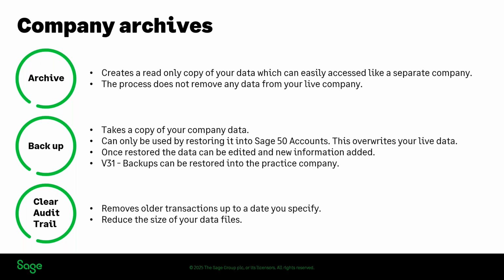So, a subtle difference: archives and backups both take full copies of your data, but with an archive, it's there, it's present, and you can quickly log into it. You don't need anyone to log out while you do that. With a backup, it takes a copy of all of your data and saves it as a compressed file, essentially, and you can only use that by restoring it.